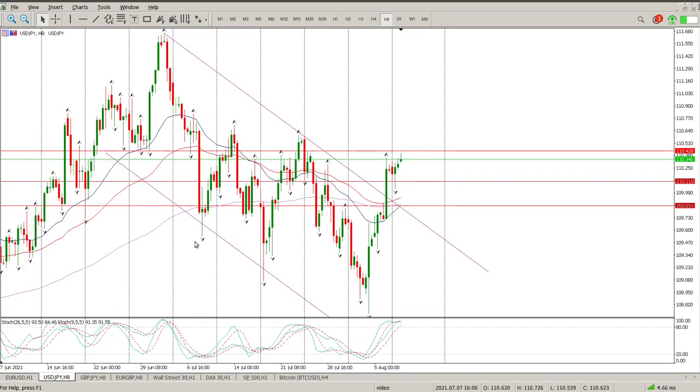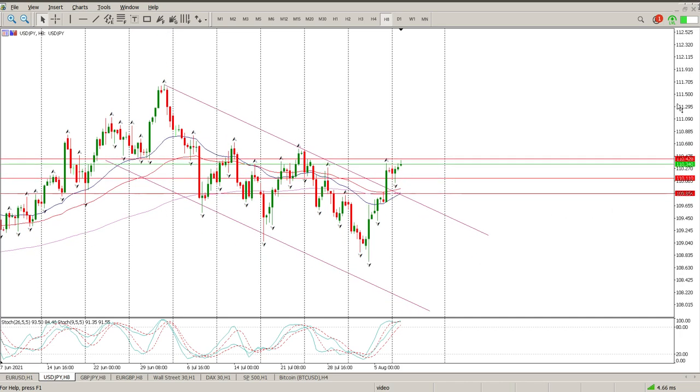Moving on to US dollar, Japanese yen. So some interesting things have happened yesterday. So obviously we had this channel which I gave you yesterday, and that was broken on Friday. We're expecting a pullback onto one of these two levels. So it was either 110.110, or we were expecting something further down, 109.854.